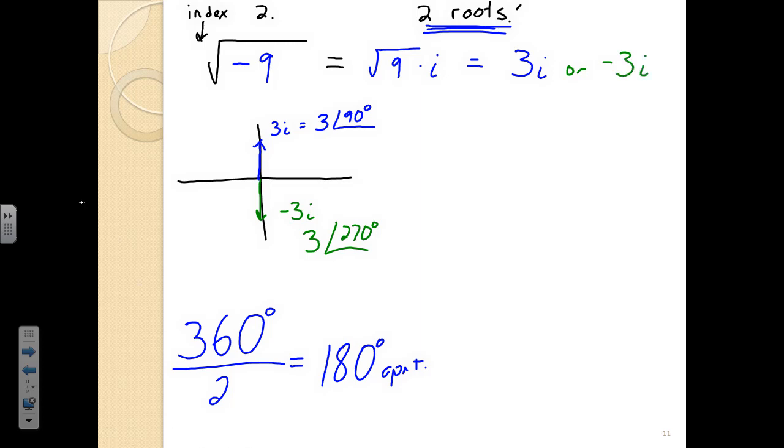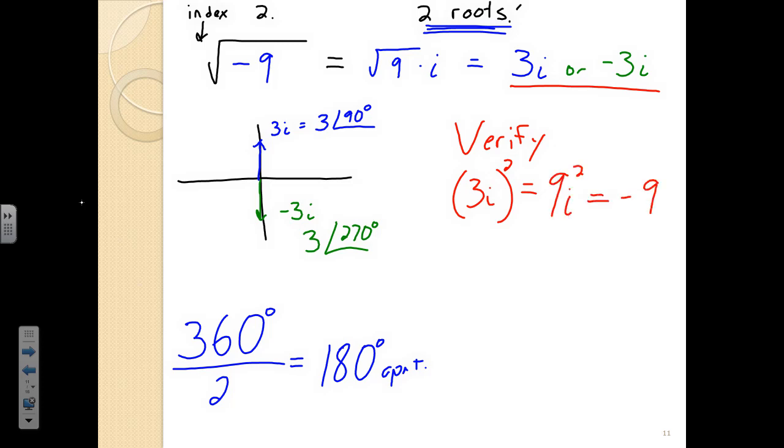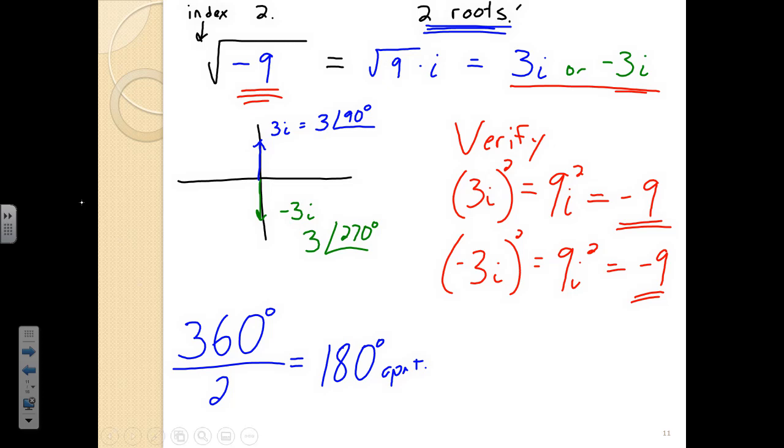Let's verify that. There's our two roots, but let's check that out. The definition of a square root is you should be able to square it to get your radicand. 3i, if we square it, gives us 9i squared, which is -9. Yep, that's what we wanted. What if we take -3i and square it? -3 times -3 is also 9i squared, which is also -9. So yes, -3i is also a root. That's the one that's easy to overlook.